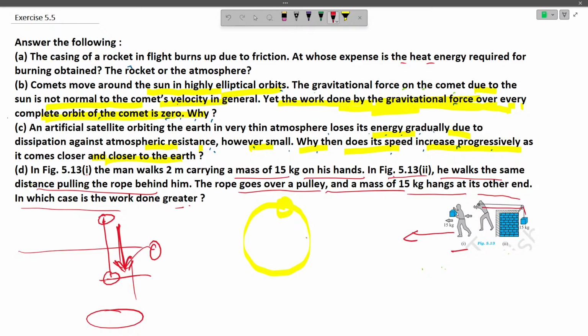Here work done is greater in case 2, because the man is pulling via tension in the wire, and tension in the wire is in the upward direction, and the movement of this weight is also in the upward direction. So tension is doing work over here, and this work is going to be positive, and the agent that is applying tension is the man. That's how the man is working. The work done by this man in the second case is greater than in the first case. If you have any doubts, you can ask.